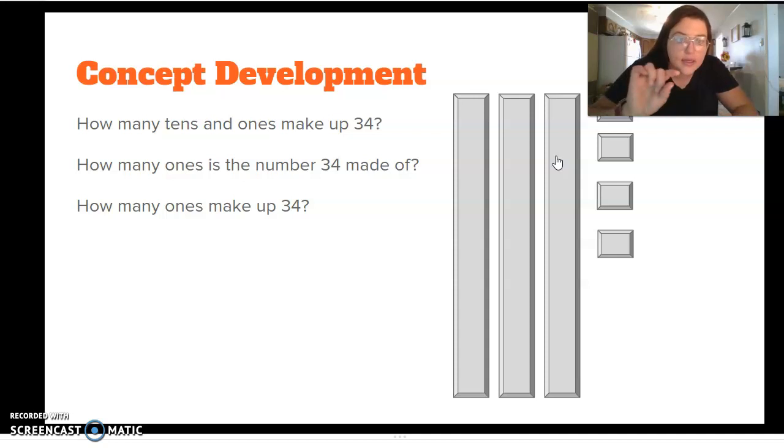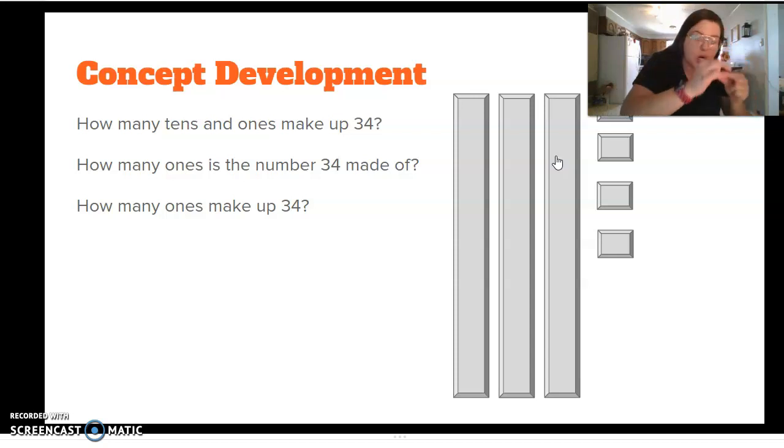So how many ones make up 34? 34 ones, because we had to take 34 cubes and we connected them until we got a 10, and then we connected more until we got a 10, and then we connected more until we got a 10, to make it easier for us to count 34. But when it's just asking for the ones, we know that there are 34 ones. There's 34 cubes all together to make up 34.